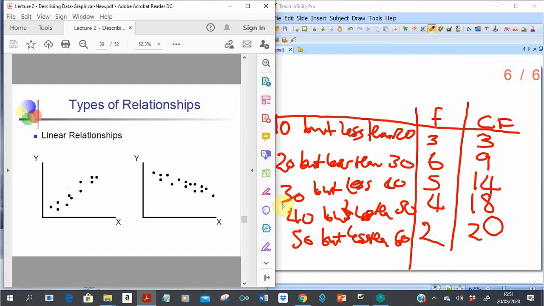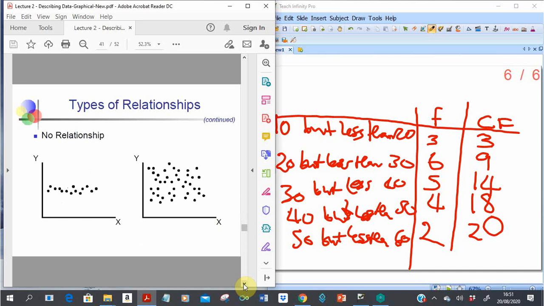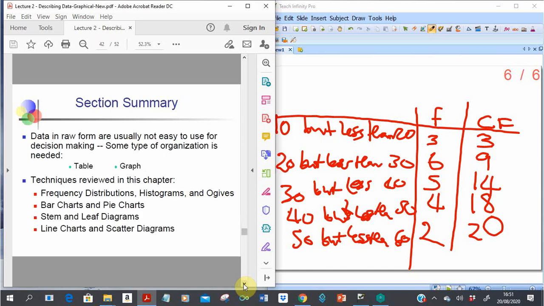Okay, so these are linear because they form a straight line. Now this one is increasing, but the other one is decreasing. The other one is curvilinear because it forms some kind of curve. Okay, so some relationships are just hard to define. Just conclude that there is no relationship.